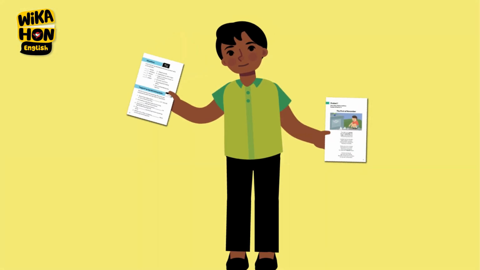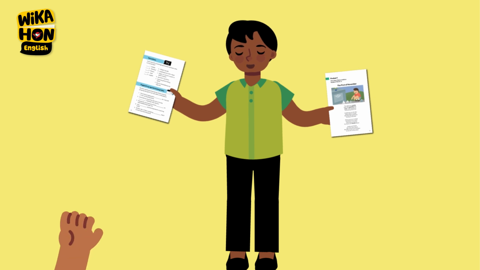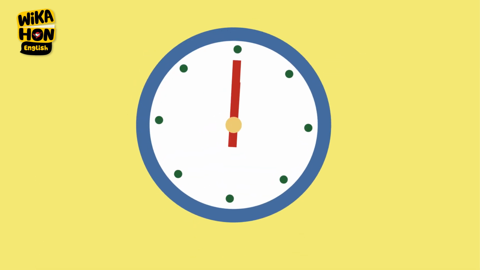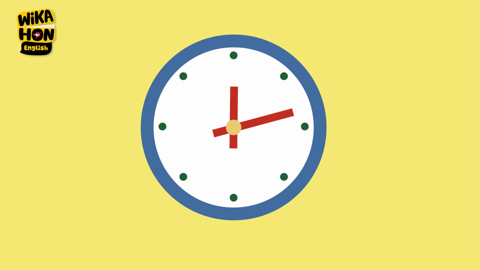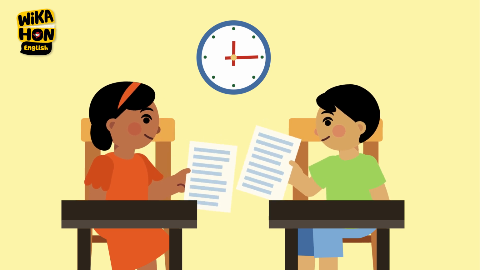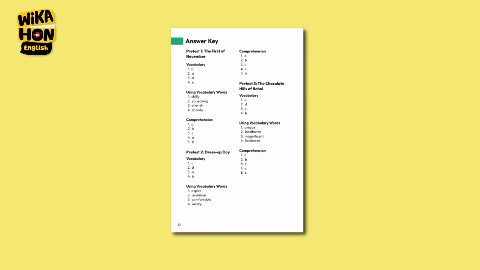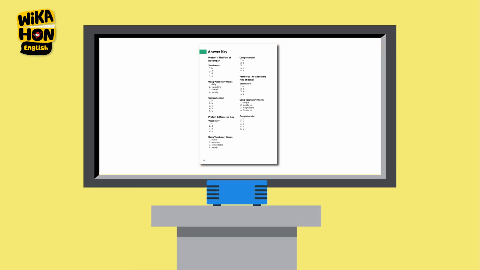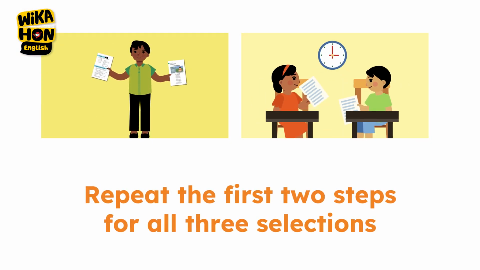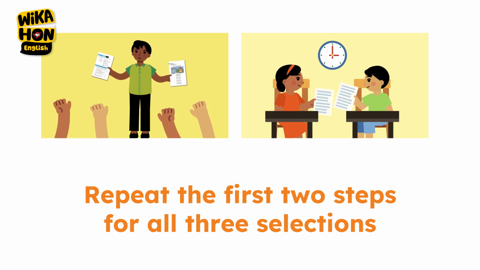First, distribute copies of the selections and activities to the students. Second, after 15 minutes, instruct students to exchange papers with a classmate and check each other's work. Post a large version of the answer key as a guide. Third, repeat the first 2 steps until all 3 selections and their corresponding activities have been completed and checked.